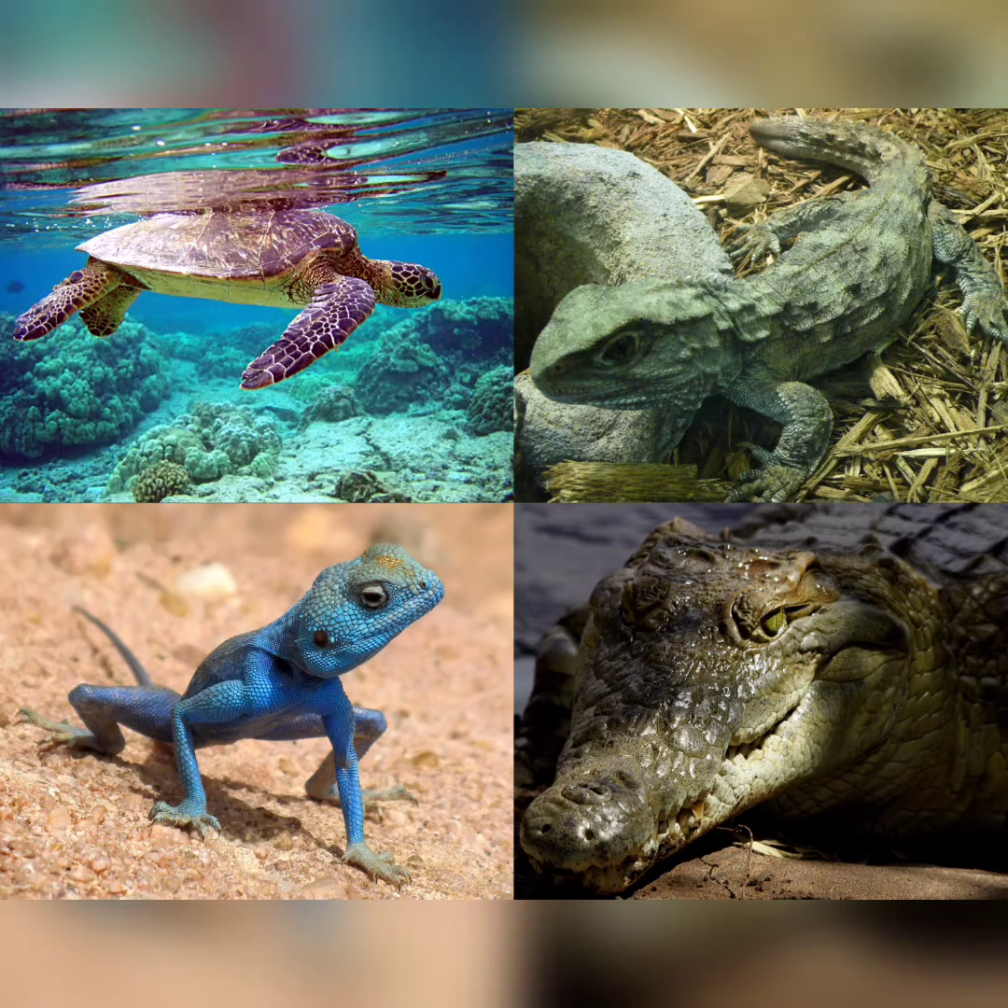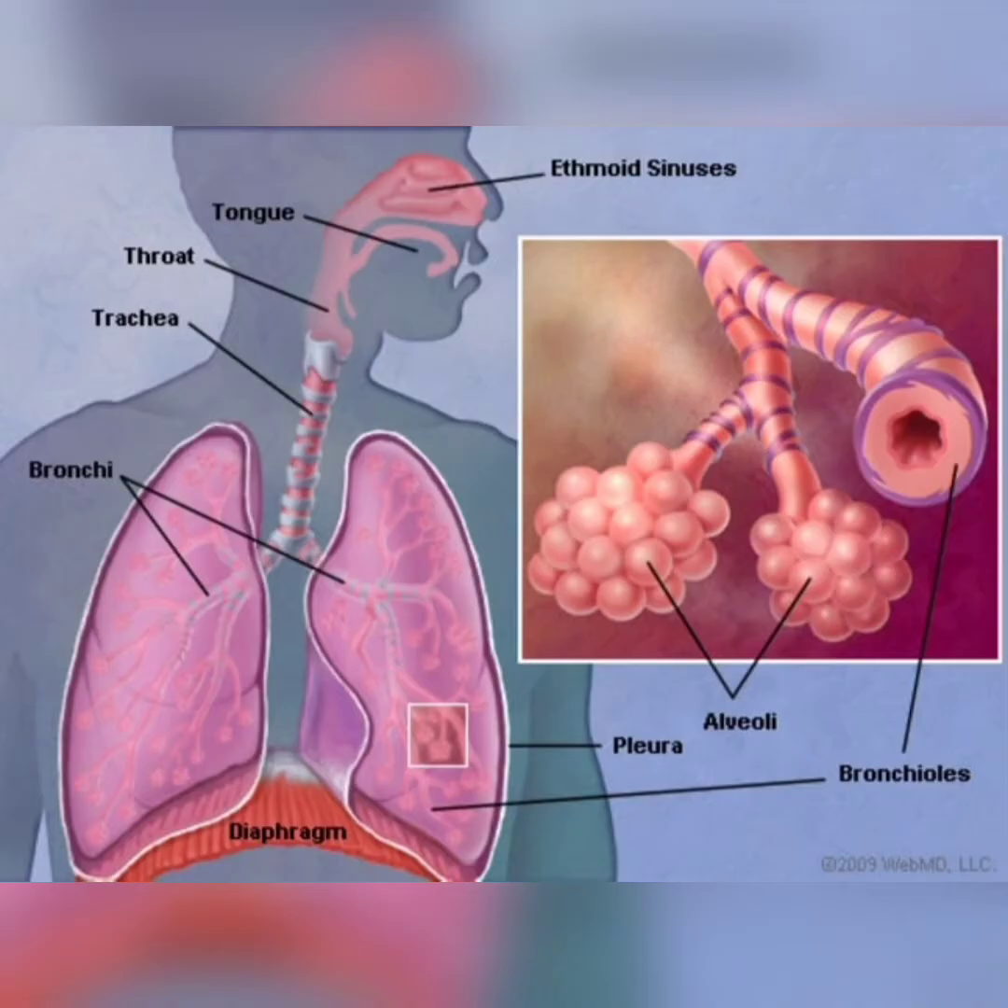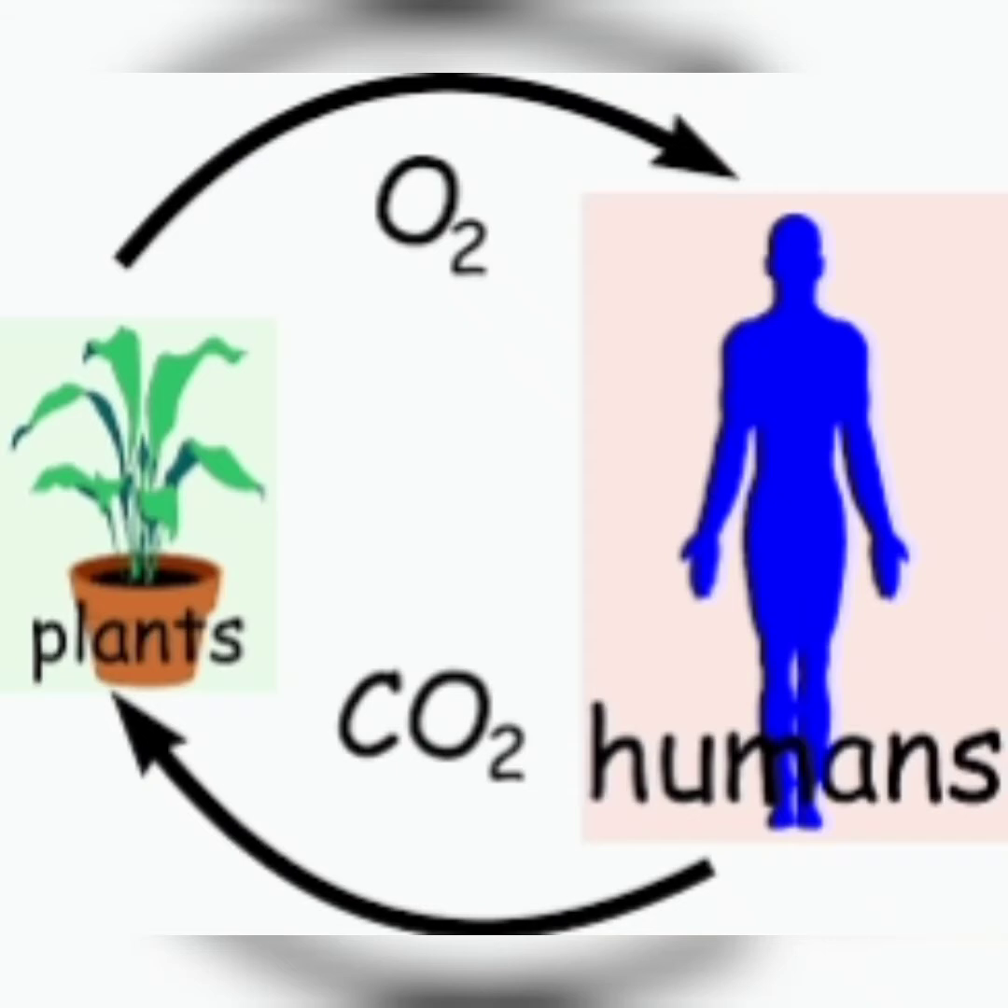Now we are going to describe the breathing process in such animals. Here you can see human beings respire through lungs. An exchange of gases takes place during the process of respiration. Animals have different organs for breathing. All mammals, birds and reptiles breathe through the lungs. And here we can see plants also can breathe.